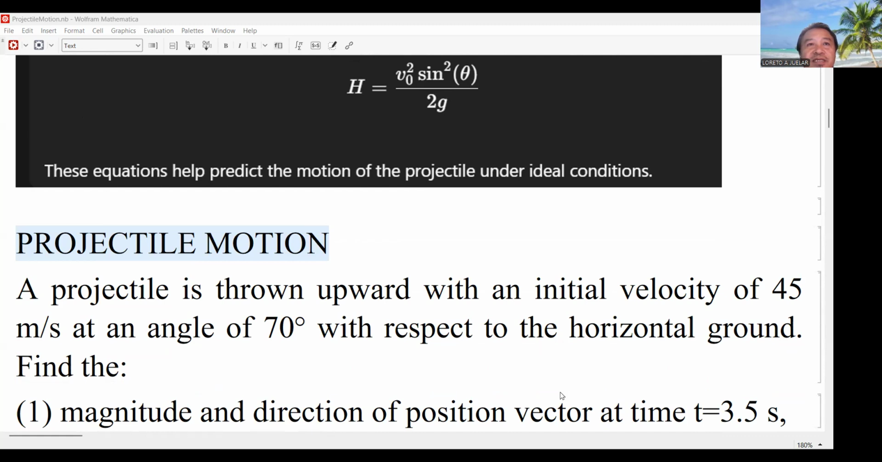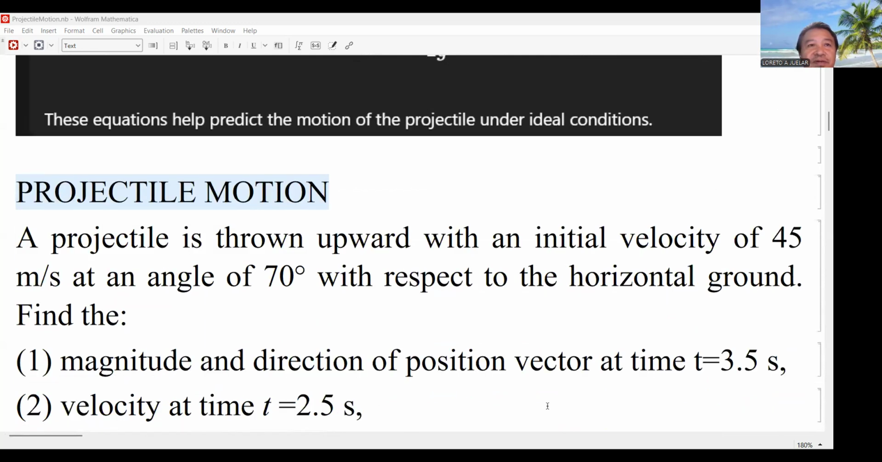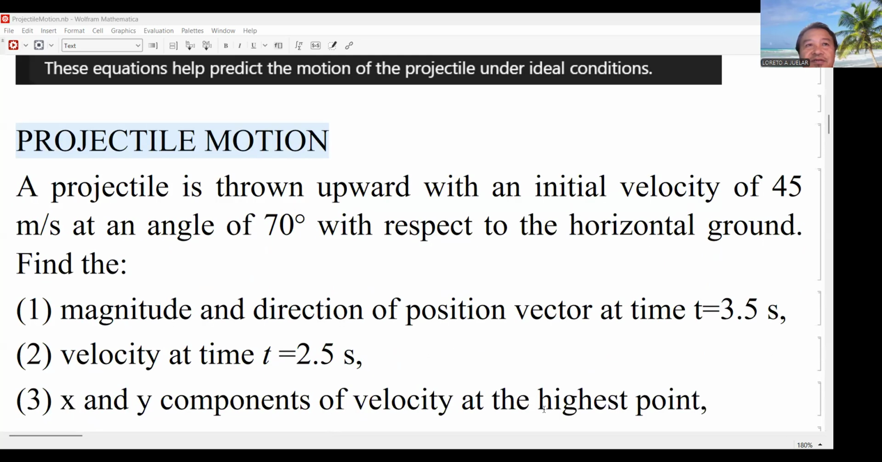The projectile is launched upward with an initial velocity of 45 meters per second at an angle of 70 degrees with respect to the horizontal ground. The problems are: find the magnitude and direction of the position vector at time 3.5 seconds.